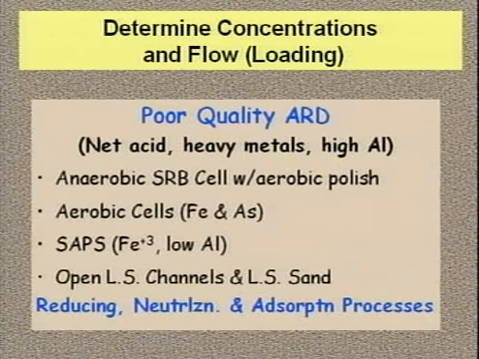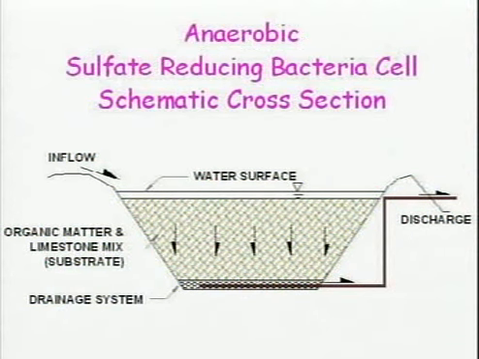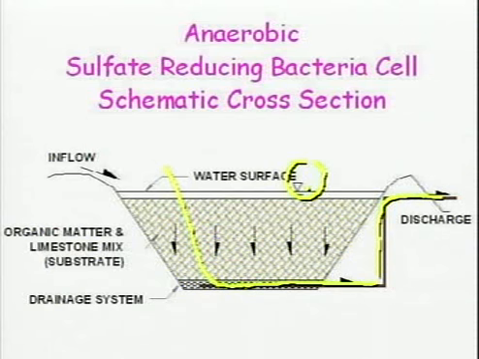Here's a schematic cross-section of a sulfate-reducing bacteria cell, which can work even in winter conditions as long as you keep the water moving through the organic matter in the limestone substrate mixture. Flow is typically by gravity and from the top downward. The treated water is collected in the bottom and is discharged out the side. We show a free water surface on this particular cell here, but the top of the cell might even be buried beneath a soil cover to protect it during winter conditions.